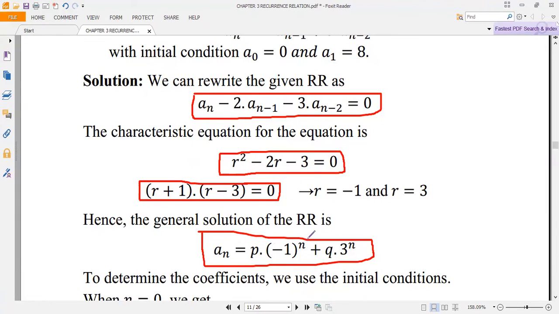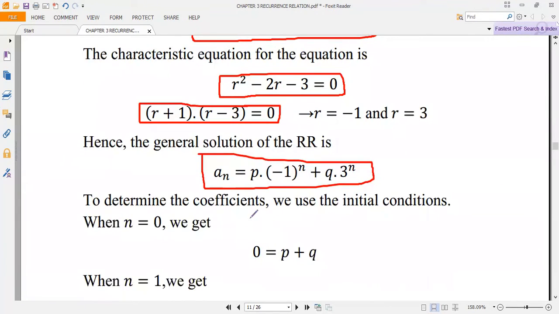To determine the coefficients of this general solution and obtain the particular solution of the recurrence relation, since we have given initial conditions, we can substitute them. A naught is given, which is equal to 0, where A naught is the value when n is equal to 0, and A1 is the value when n is equal to 1. Then, substituting n equal to 0 and 1 into the general solution, we get the values of these constants.